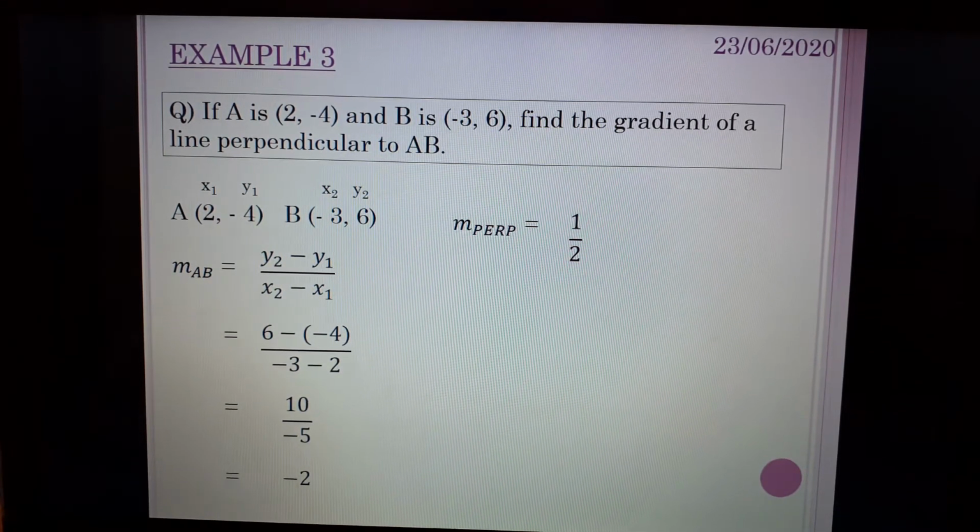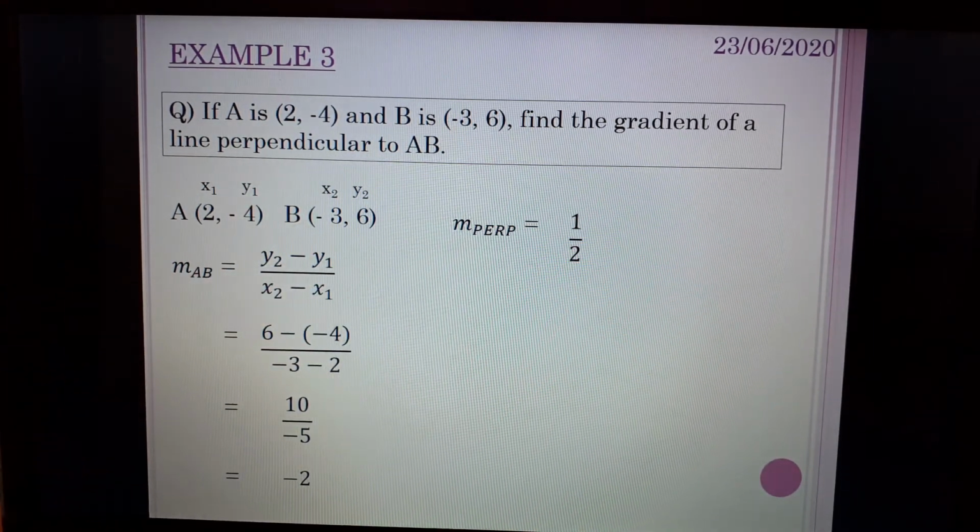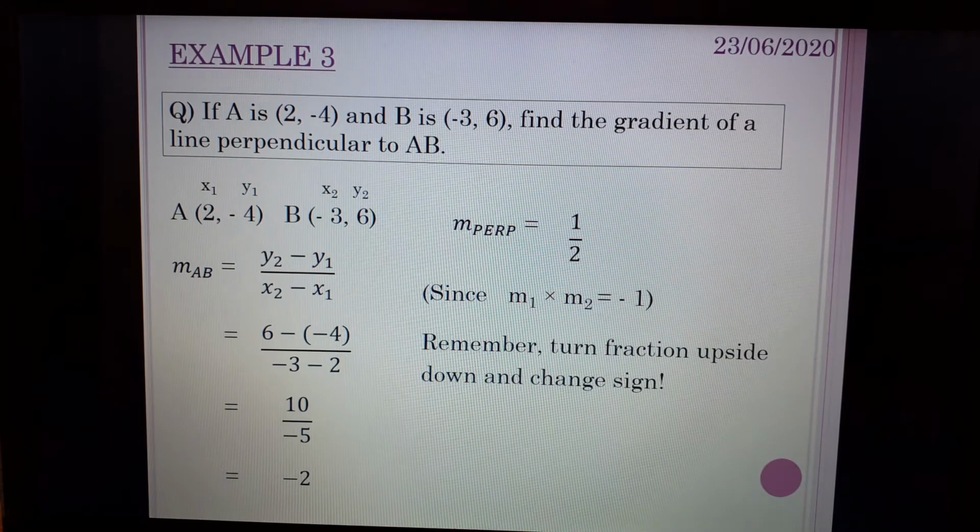So you'll see here that we've changed 2 over 1, an invisible 1, 2 over 1 to 1 over 2, and the negative has changed to a positive. Okay, and that's because of that rule. So remember, turn the fraction upside down and change the sign. Could not be simpler.